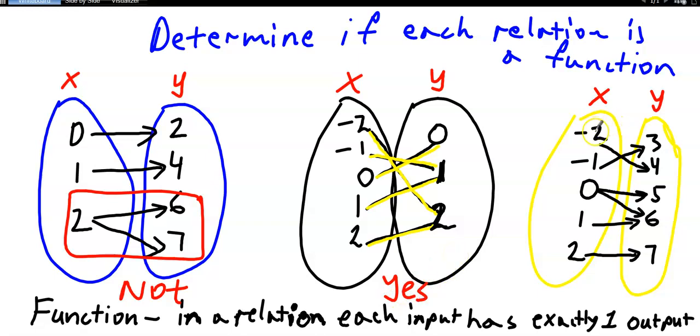And the next one, -2 is paired up with 4, no other partner. 1 is paired up with 3. 0 is paired up with 5, but it's also paired up with 6. As soon as you notice that one x value is paired up with two y values, this is not a function.